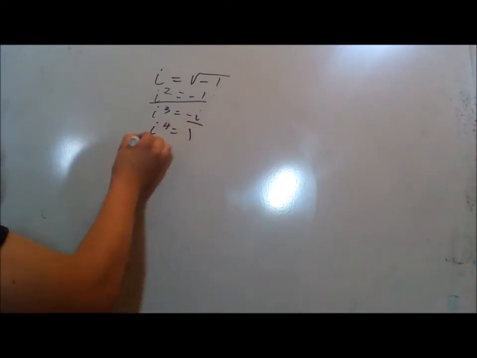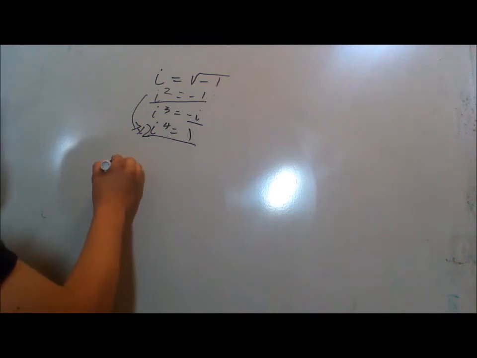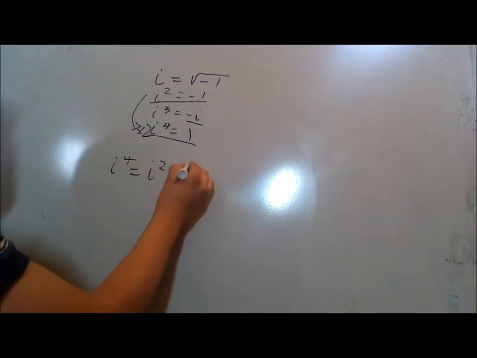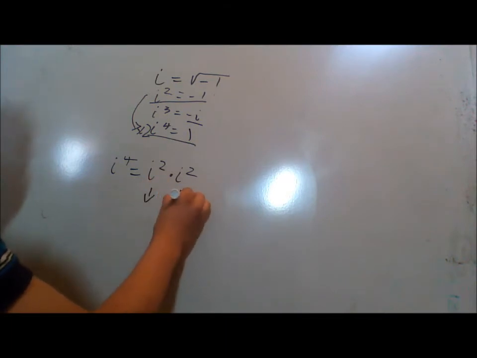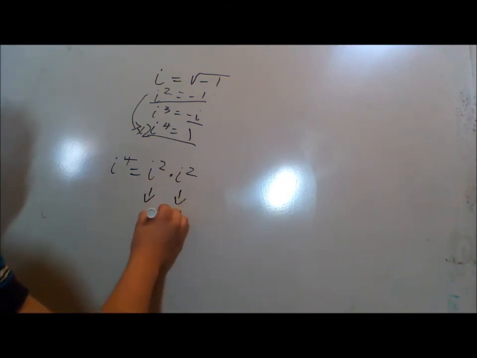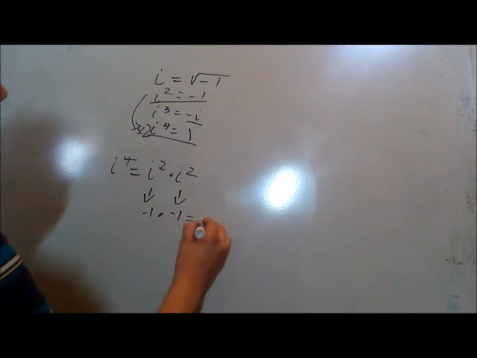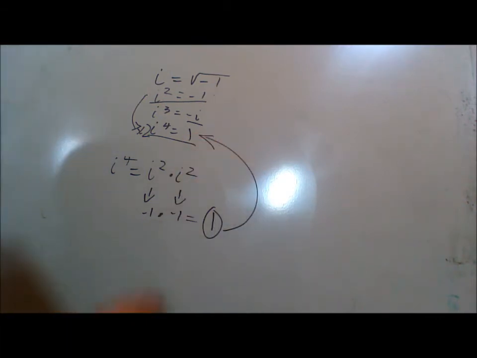Now I to the fourth power is very similar to I squared, because it's basically doubled. So we have I squared times I squared, which is -1 times -1, and a negative times a negative equals a positive, and 1 times 1 equals 1. So the answer is 1.